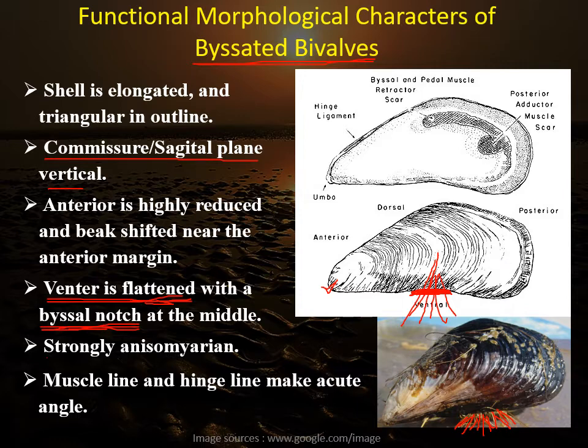These bivalves are strongly anisomyarian. They are dimyarian, but the anterior muscle scar is highly reduced. As you can see, this one is the posterior adductor muscle scar, and the anterior adductor muscle scar is somewhere in this place, and it is highly reduced. The muscle line and hinge line make an acute angle. As I already told you, this is an epifaunal bivalve, so the muscle line and hinge line always cut each other. If these characters are satisfied, we can say that the mode of life of the given bivalve specimen is epifaunal and byssally attached.